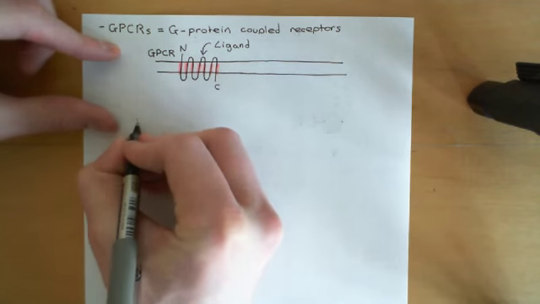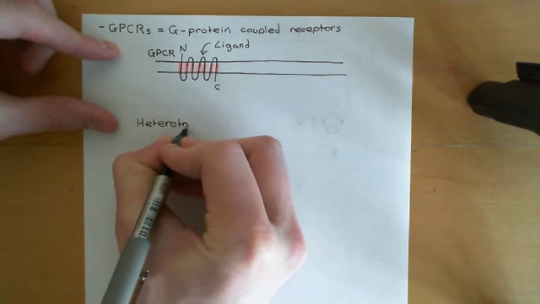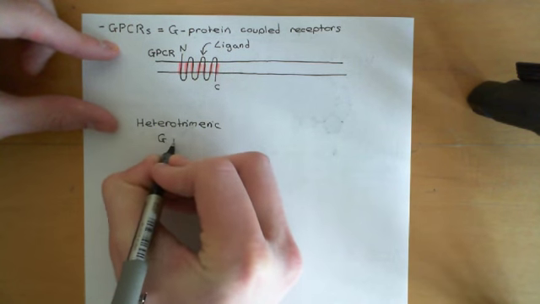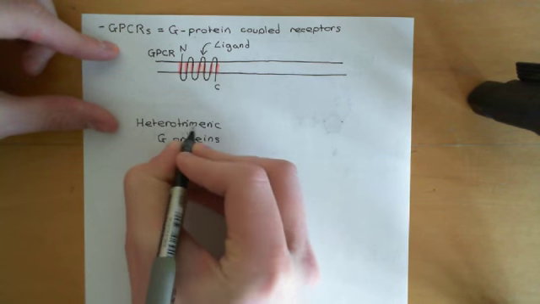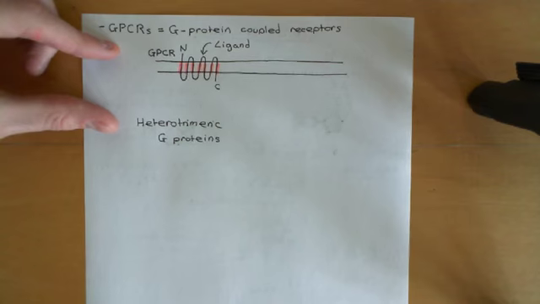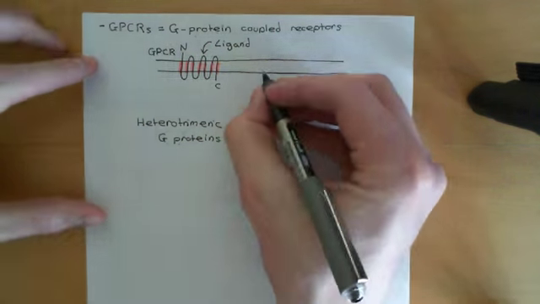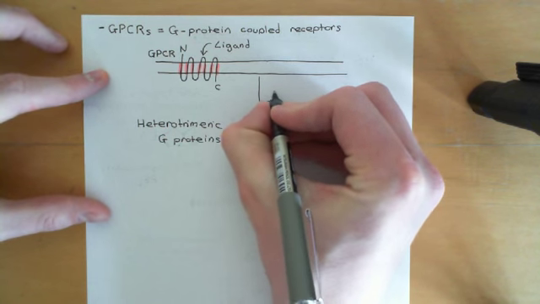So let me just extend the membrane up so that I can draw you a heterotrimeric G protein. The name tells you a lot about these things. Trimeric tells us that they are 3-membered structures, made out of 3 separate subunits. Hetero shows us that the 3 different subunits that make up the heterotrimeric G protein are different. So heterotrimeric G proteins are constructed out of 3 different subunits.